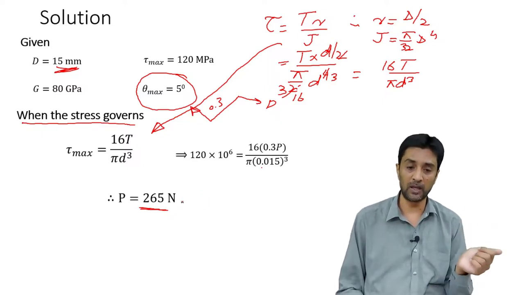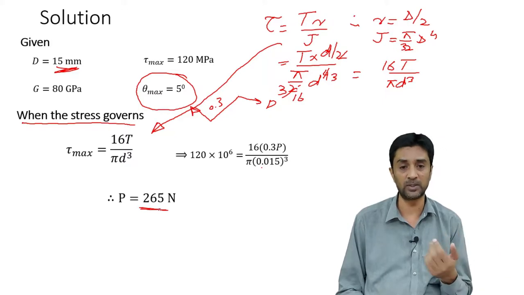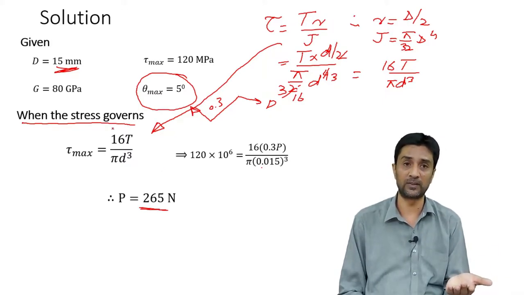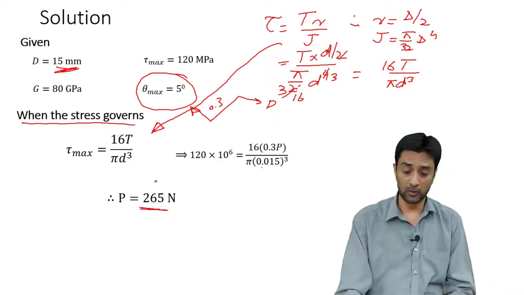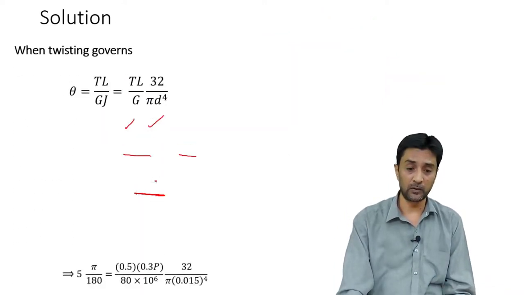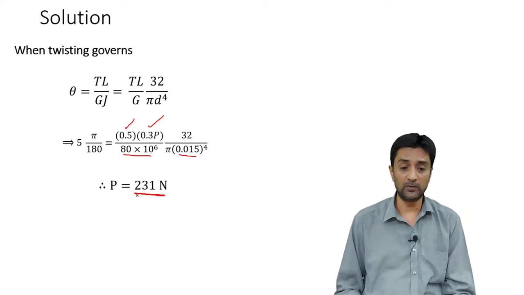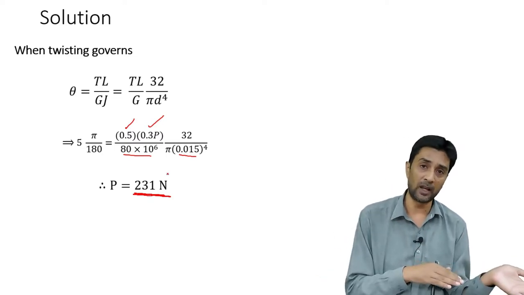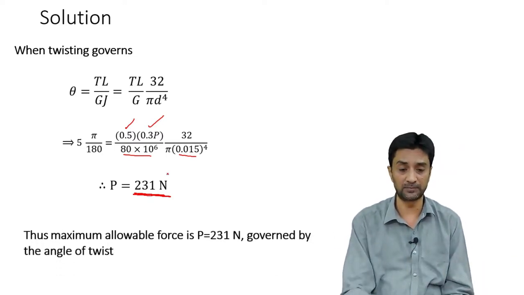If you apply a force P less than 265, you would be safe when the stresses are governed. So in both cases, we can conclude that if you set the value of P as 231 Newton, you would be safe as far as the shearing stress is concerned and as far as the angle of twist is concerned. In both cases, you would be safe.